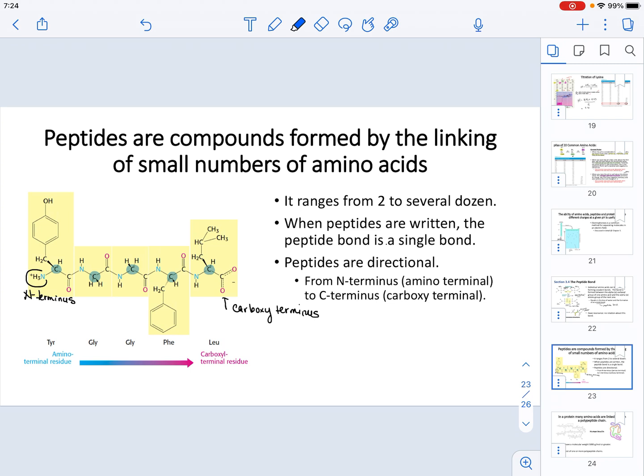So when we look at this peptide, we can see that based on the areas that I highlighted, this peptide is composed of 5 amino acids. So this is a pentapeptide because there's 5 amino acid residues. So looking at the yellow areas, you can see how the first one is tyrosine, the second one is glycine, the third one is glycine, the fourth one is phenylalanine, and the last one is leucine.